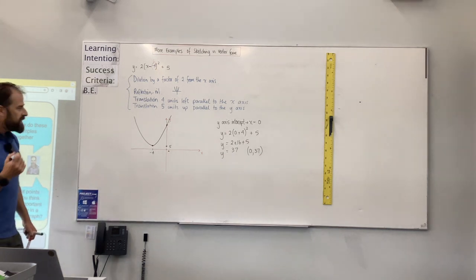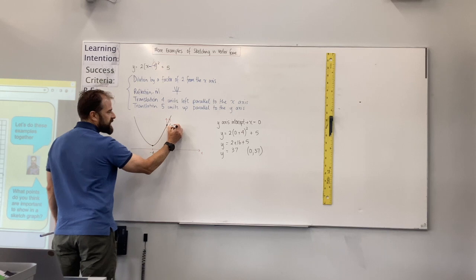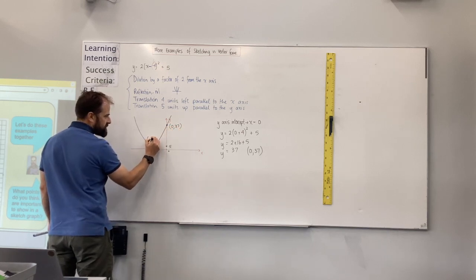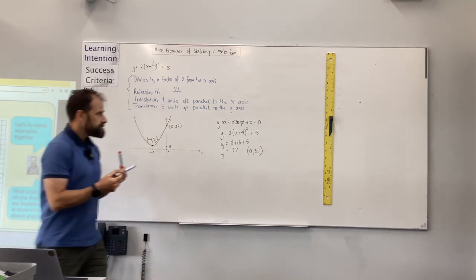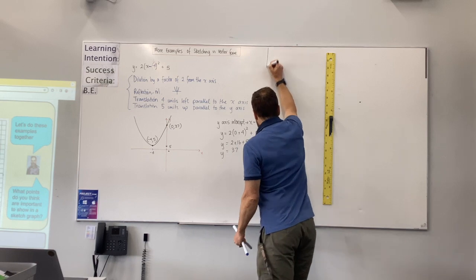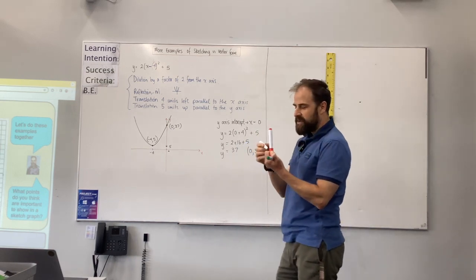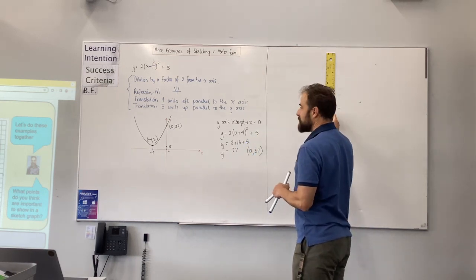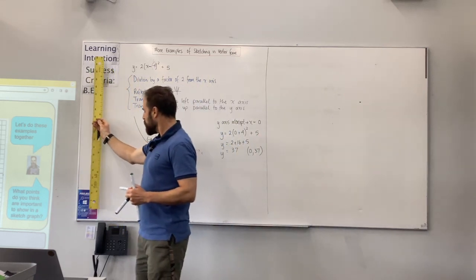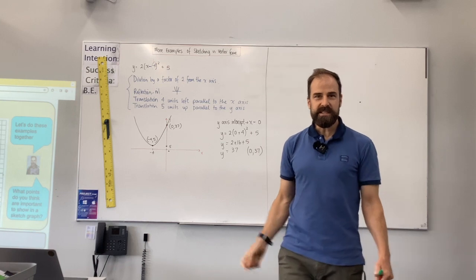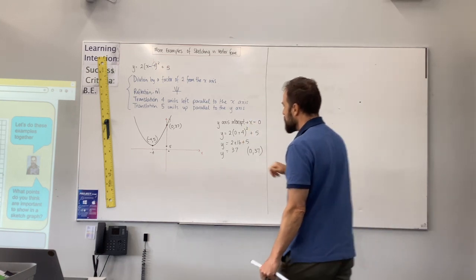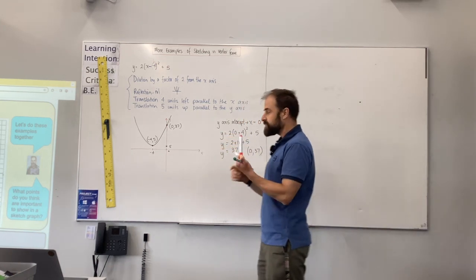All right? Label your coordinates. This is when x is 0, y is 37. This is when x is minus 4, y is 5. Do I need to find the x-axis intercepts? No. Why not? There isn't any. Don't waste time doing something that doesn't exist. That would be a bad choice. That's all I've got to do for this graph.